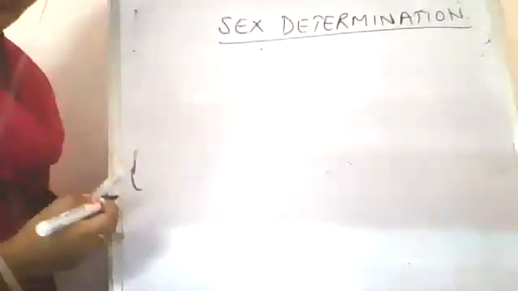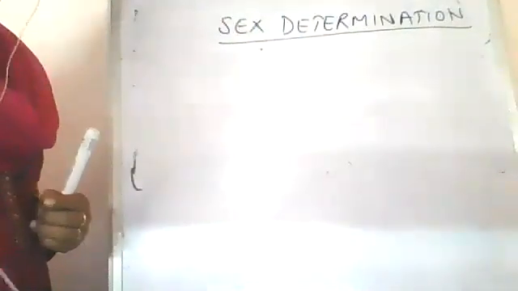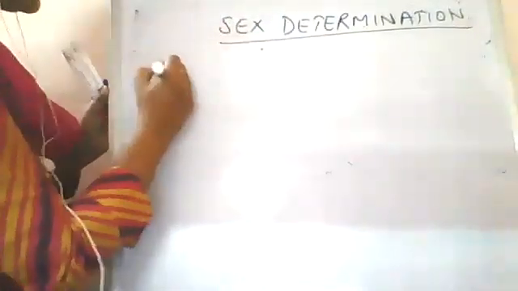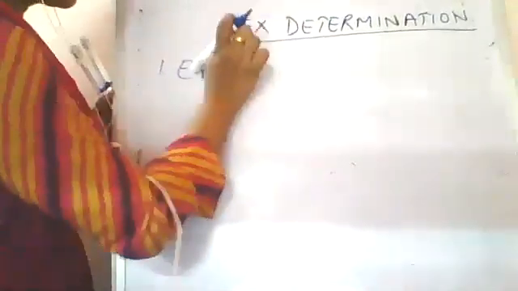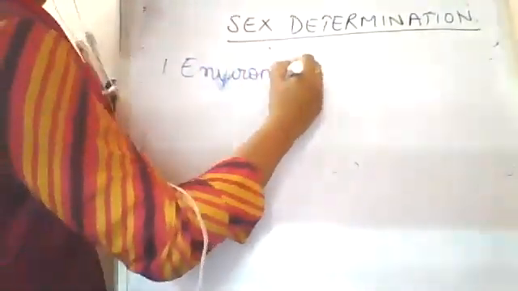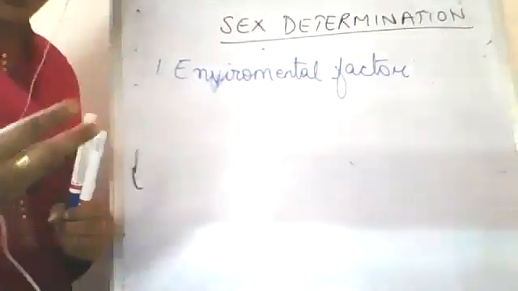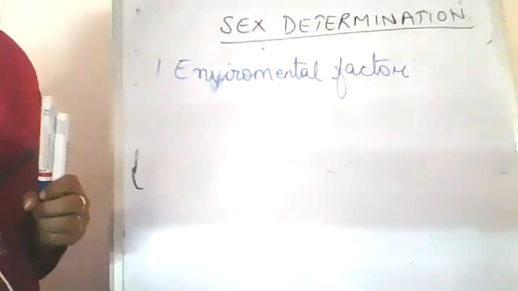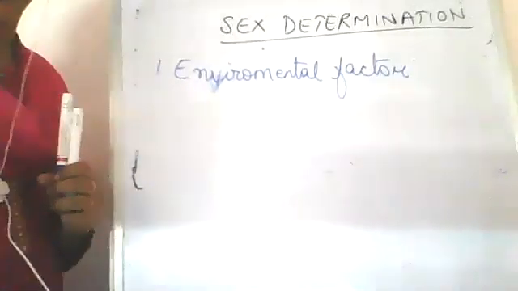We have to start with sex determination. So how is sex determined in organisms? What are the methods of sex determination? First of all, the first method of sex determination is environmental factors. What is the environment in which the organism is growing? So what are the examples of these factors which will determine the gender of the child?